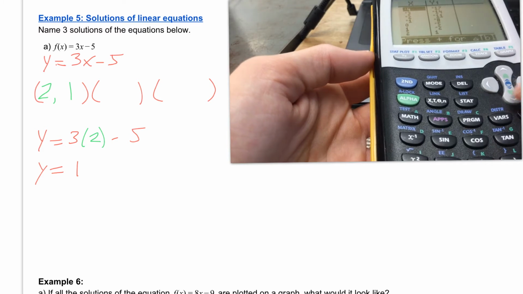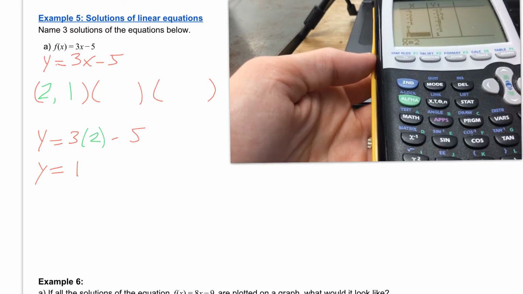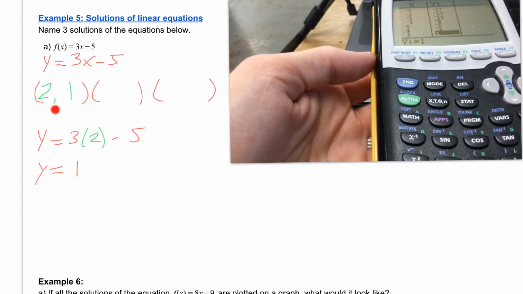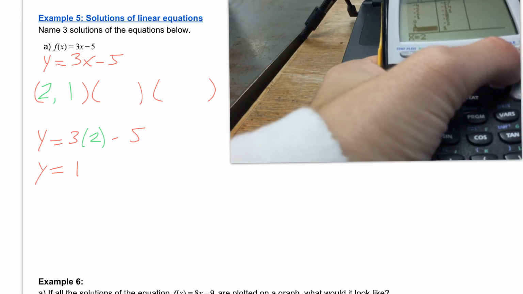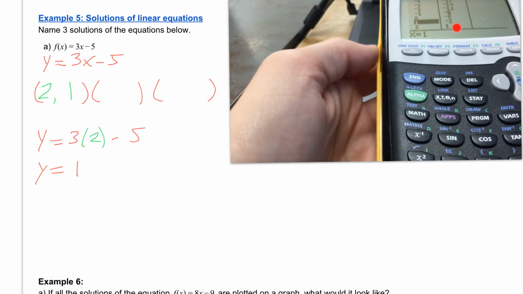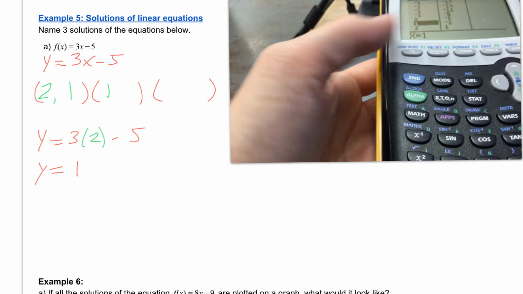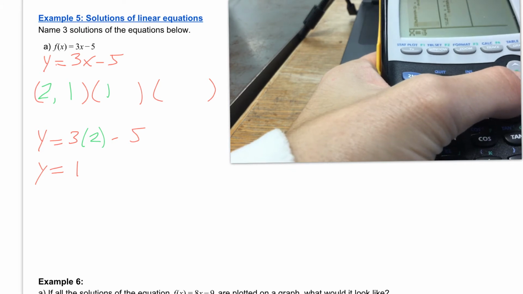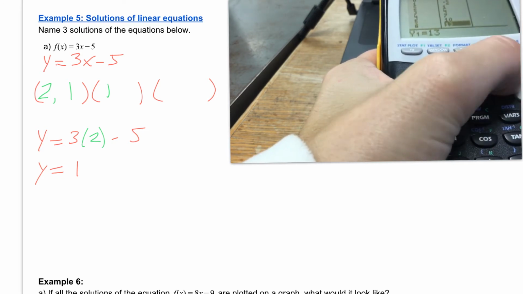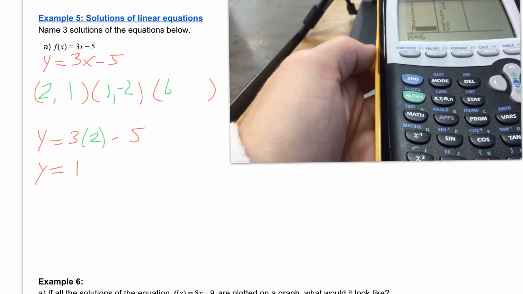And I can scroll up and down throughout my table and get different ordered pairs. If we look at the one we had, 2 and 1, that's right here. We know that that was an ordered pair. So we can pick any other ordered pair we want. So we have one like 1, negative 2. So let's go ahead and put that number in. So we have when x is 1, y is negative 2. And I can scroll down further if I wanted to. I have the points 6 and 13. I can use that point, so I could use 6, 13. You can use any point that you want.